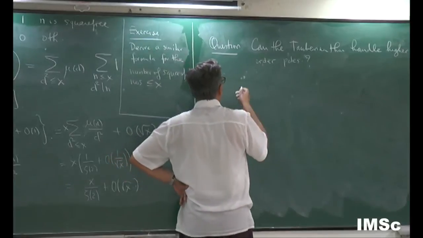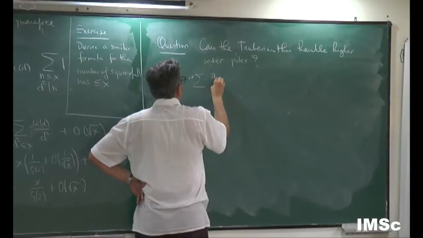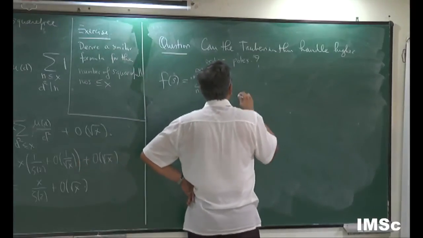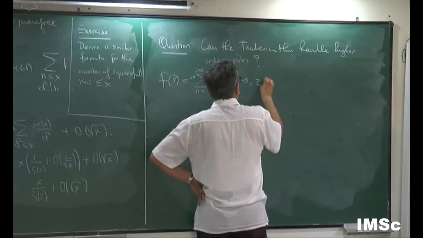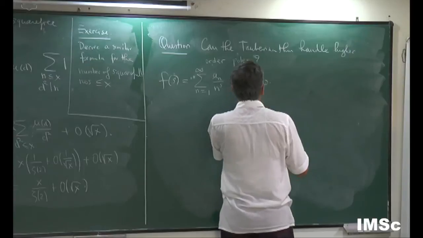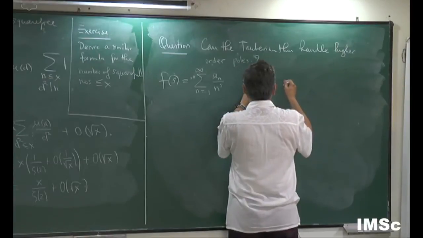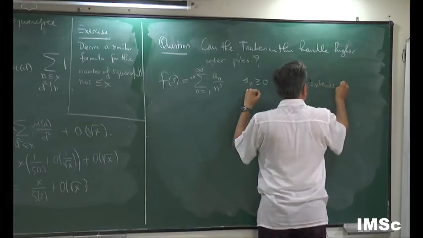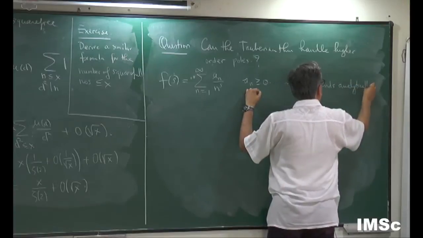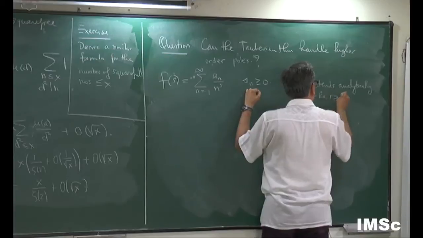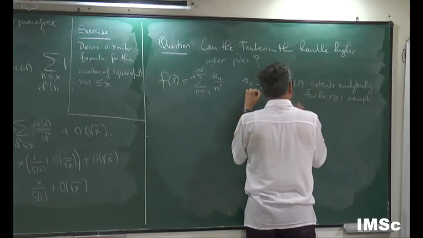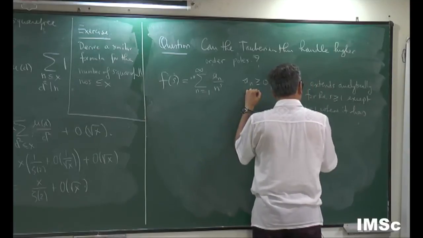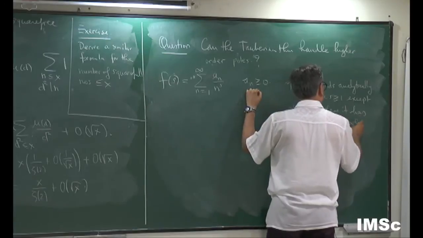So supposing I have a situation where I have An over n^s, like so, and the An are, of course, non-negative, and f of s extends analytically for real part s bigger than 1, except at s equals 1, where it has a double order pole. Double pole.